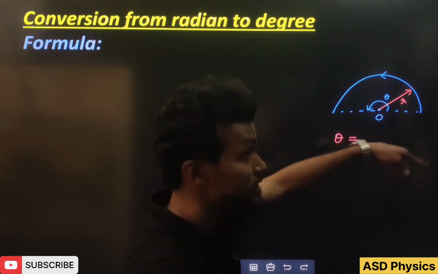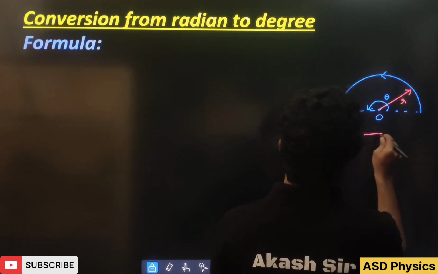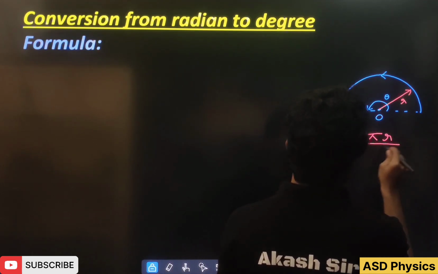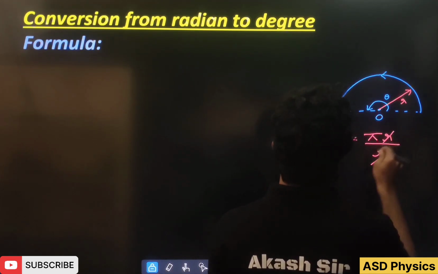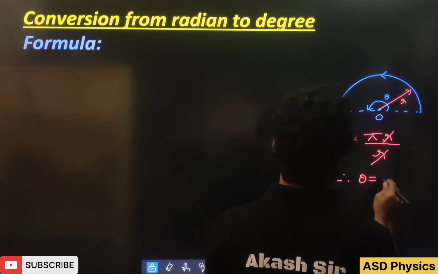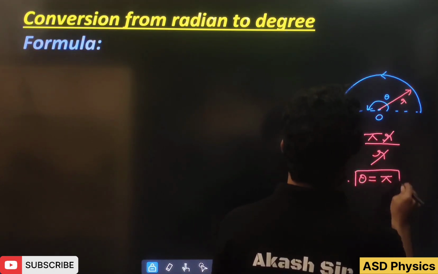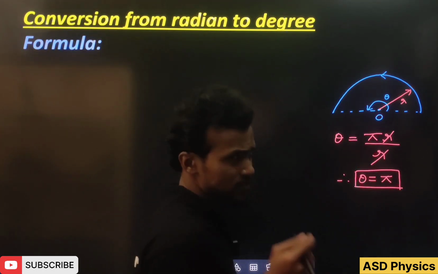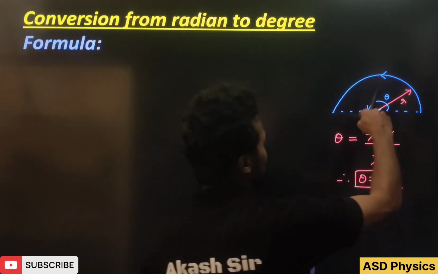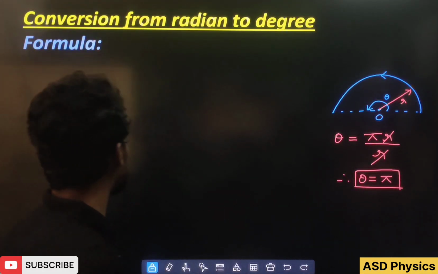How much is the arc? You can see half of the circle, so you can write pi r by r. So what will happen here? This r and r cancel, and hence theta will be pi radian. Now you know very well, students, by your basic knowledge, this angle is 180 degree also.